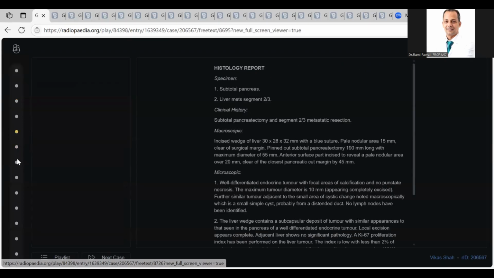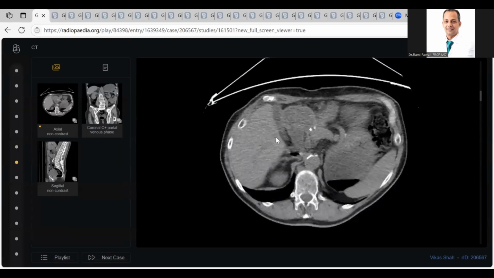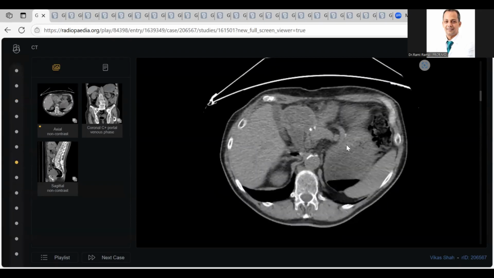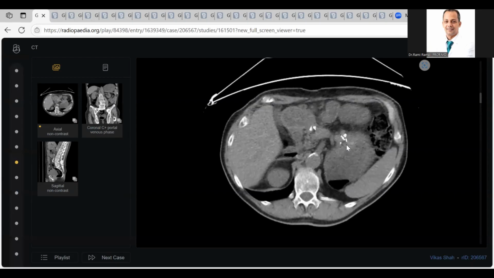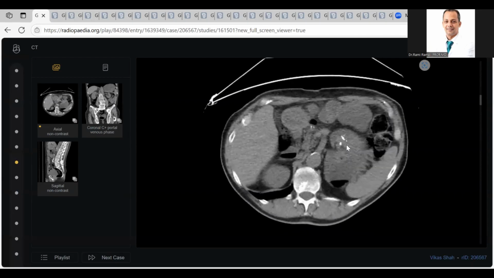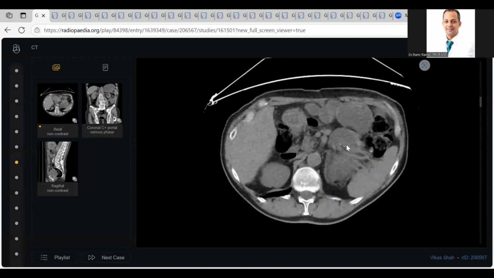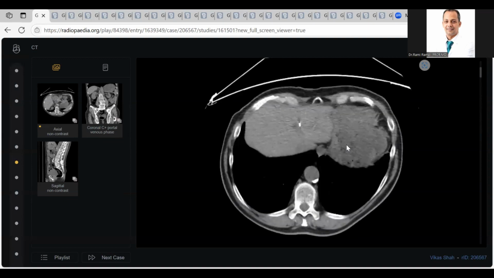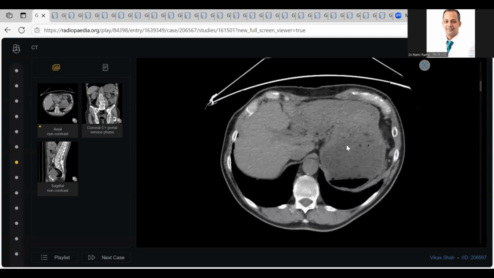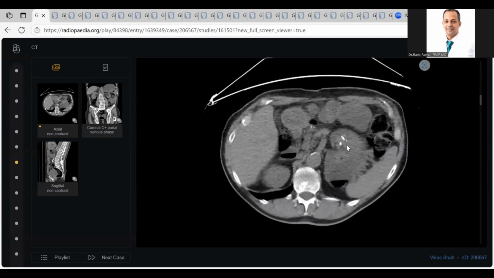Then this is post-operation, post-Whipple. They removed the tumor and made a repair. See the repair here, at the duodenal junction. I think this is a Whipple operation because I see the stomach. This is the stomach, and there is a connection down.